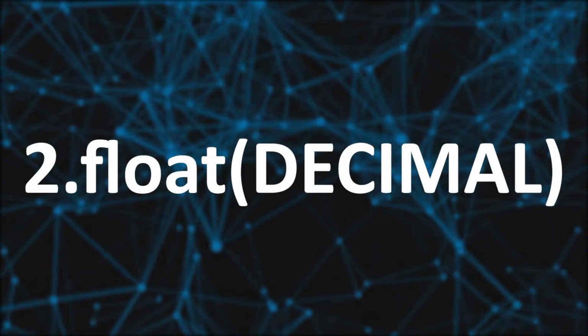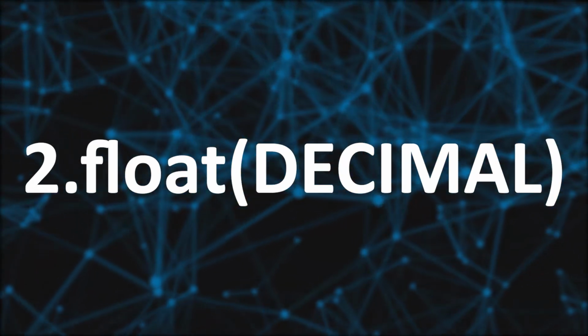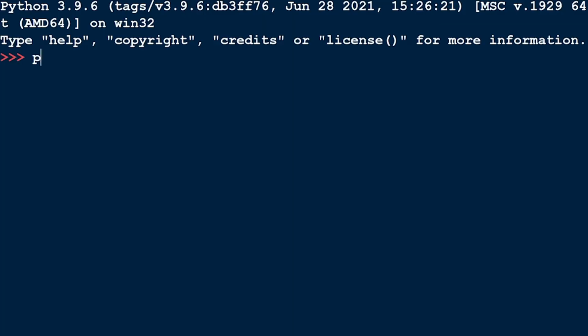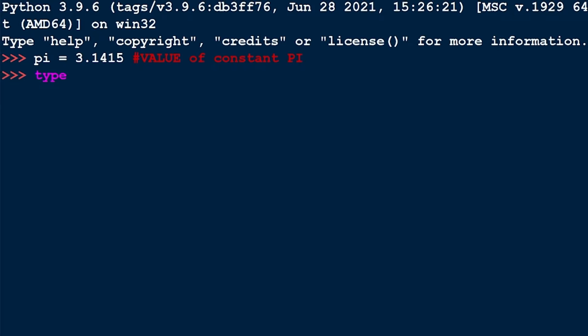If you want to declare a number in decimal form, then you have Python floats. Here in the Python interpreter, I'm going to declare a variable named pi. I'm going to assign it a value 3.1415. Again, if we want to check the type of the variable, then we just have to insert that variable inside the type function. And this is how you deal with floats.